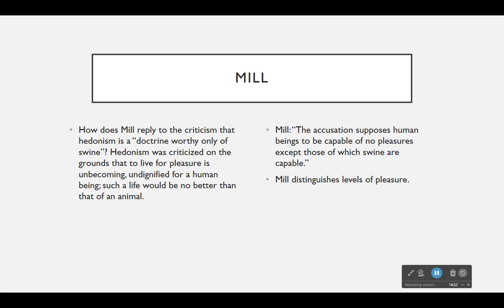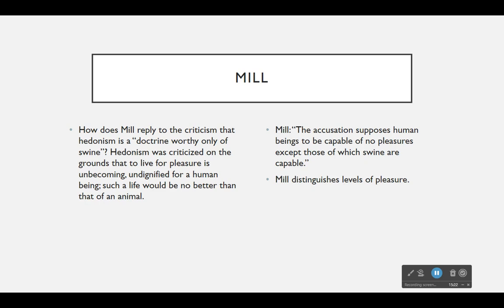As we saw, both Epicurus and Mill gave relatively little value to sensual gratification, to physical pleasure. So Mill's reply to that criticism is basically that it rests on a misunderstanding. The critic seems to think that hedonism is saying that a life devoted to physical pleasure is the highest life. And then the criticism would be, well, here again, that would be no better than the life of an animal.